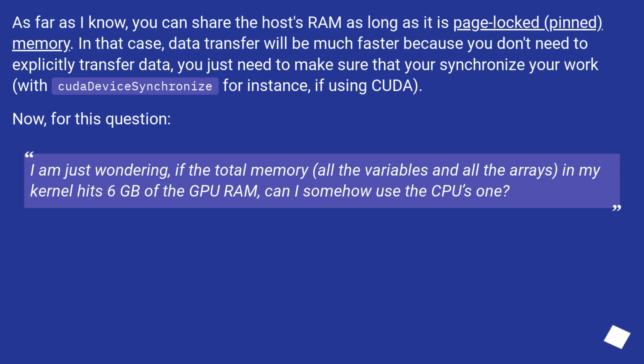As far as I know, you can share the host RAM as long as it is page-locked, pinned, memory. In that case, data transfer will be much faster because you don't need to explicitly transfer data, you just need to make sure that you synchronize your work, with CUDA synchronize for instance, if using CUDA. Now, for this question. I am just wondering, if the total memory, all the variables and all the arrays, in my kernel hits 6 GB of the GPU RAM, can I somehow use the CPU's one?